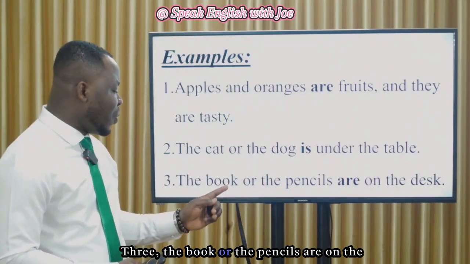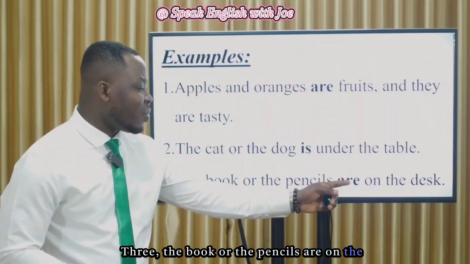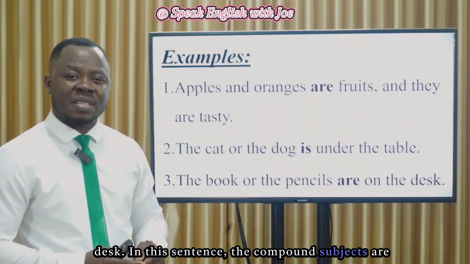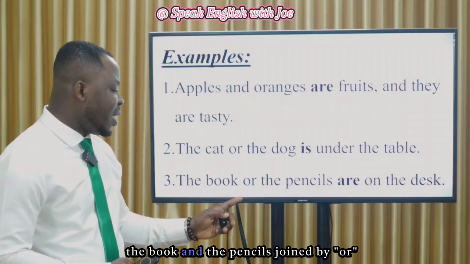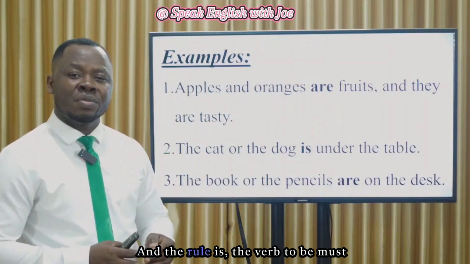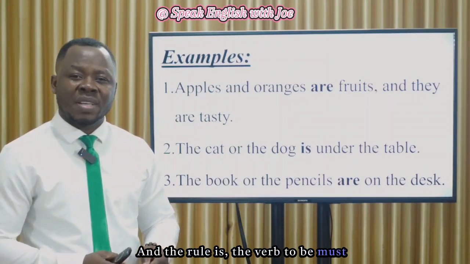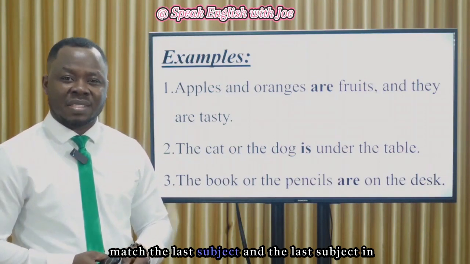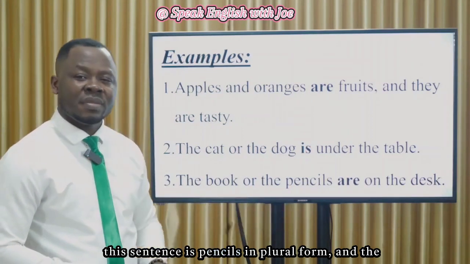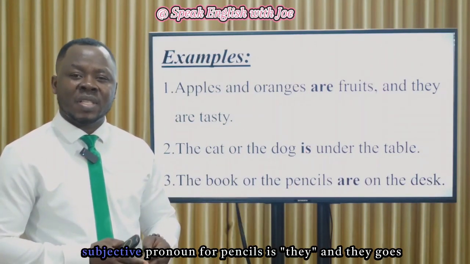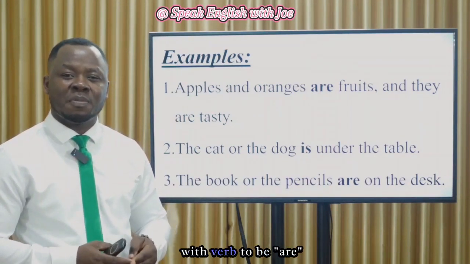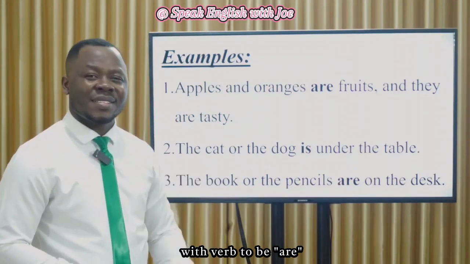3. The book or the pencils are on the desk. In this sentence, the compound subjects are the book and the pencils, joined by or. And the rule is the verb to be must match the last subject. And the last subject in this sentence is pencils in plural form. And the subjective pronoun for pencils is they. And they goes with verb to be are.